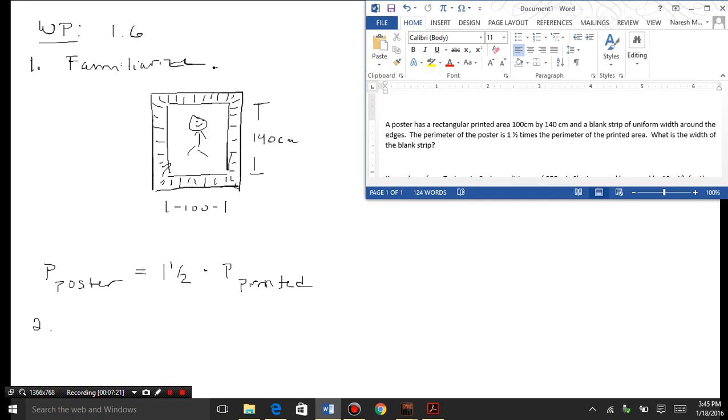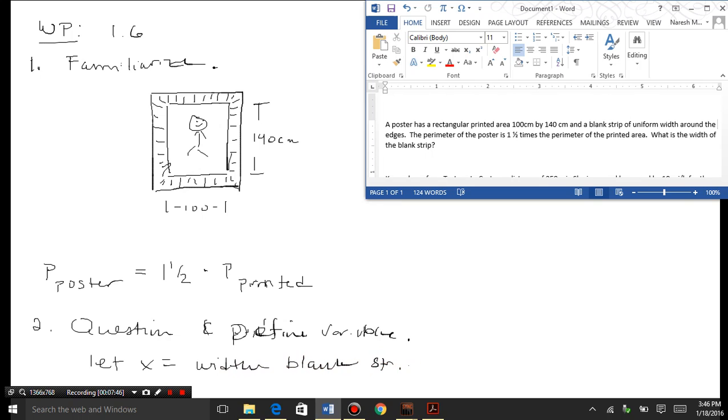So I'm going to urge you that step number 2 is to figure out what the question is and define variables. If you don't define your variables, you don't know what you're solving for. And the variables will always come from your question. So the question is, what's the width of the blank strip? So let x equal the width of the blank strip. Remember, the blank strip is the border, so we're talking about the distance from here to here, here to here, here to here. It's uniform all the way around. Is everybody okay so far? I think we've got a pretty good idea of what's going on here.